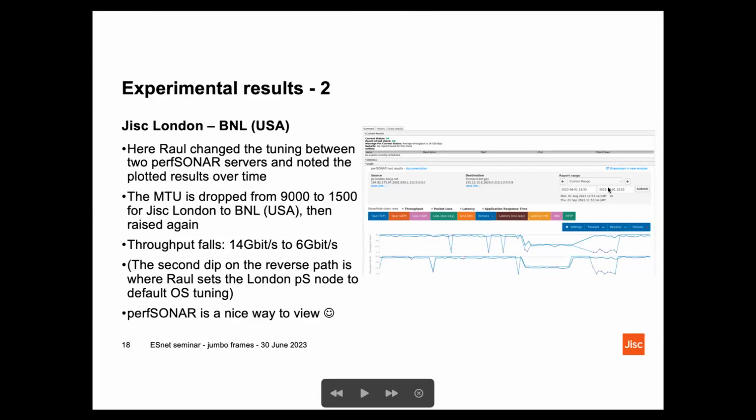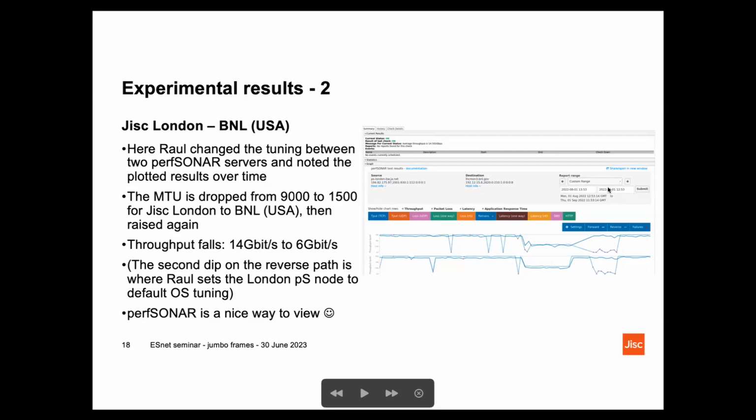And what he did was change the MTU down from 9,000 to 1,500. And then you can see on the plot there, about halfway along, the throughput dropping because the perfSONAR results drop because the MTU is being changed. And that's about 14 gig down to 6 gig of throughput. That's just a single stream iPerf test, which is quite respectable, 14 gig for a single stream iPerf, I think, on perfSONAR.